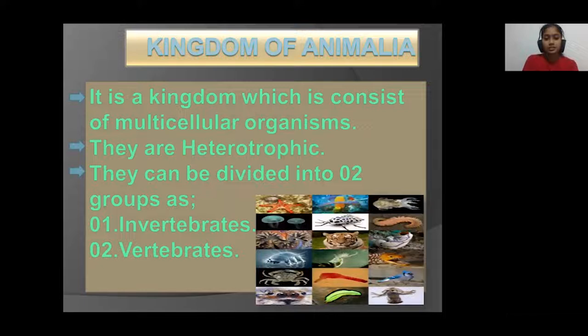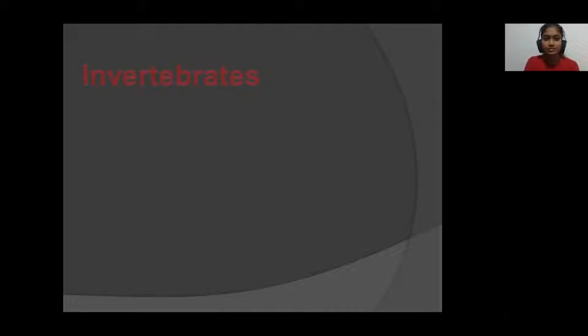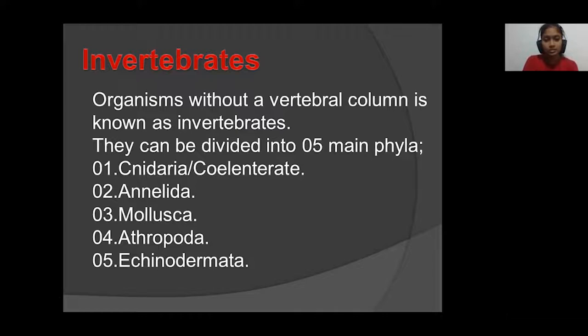Now I'm going to talk about the first topic under the kingdom of Animalia, known as invertebrates. Invertebrates are organisms without a vertebral column and backbone. They can be divided into five main phyla, known as Cnidaria, Annelida, Mollusca, Arthropoda, and Echinodermata.